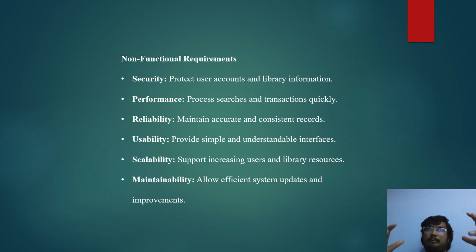protecting the system from unknown third-party attacks by ensuring end-to-end encryption, and performance of transactions, such as when we search for a book, it should accurately show up. It also maintains accuracy and consistency in the records, so when we search for a book, it should show whether it is available to use or not.